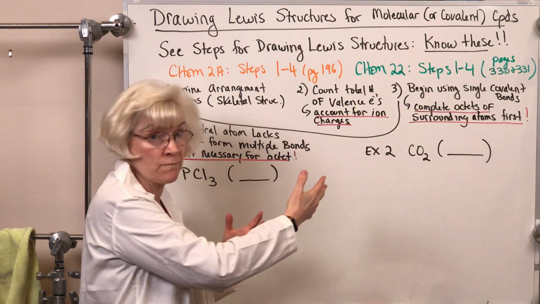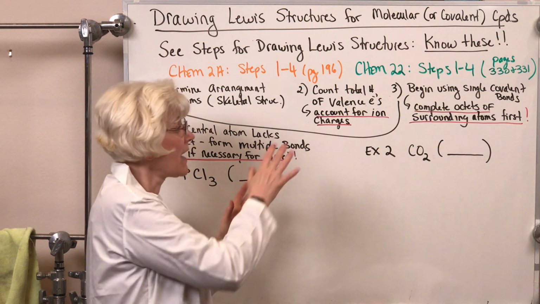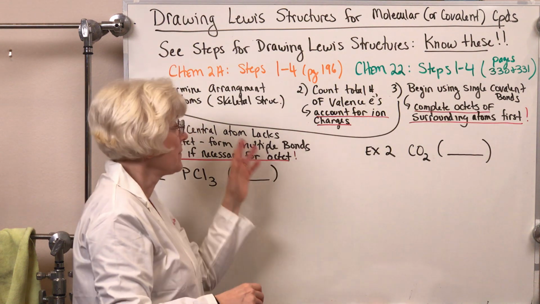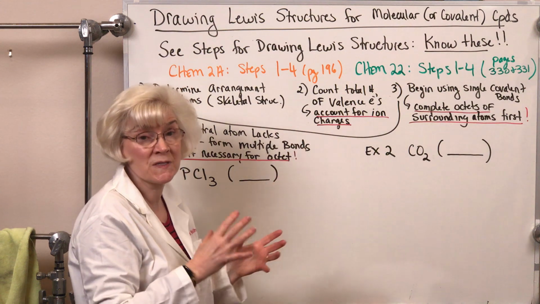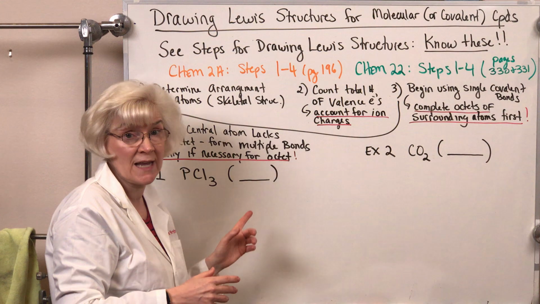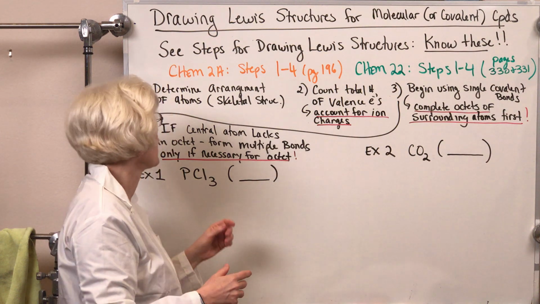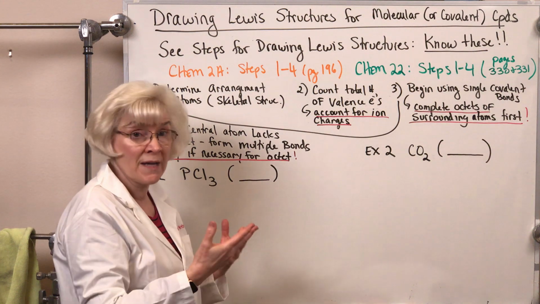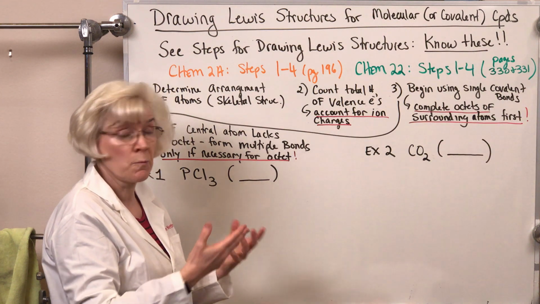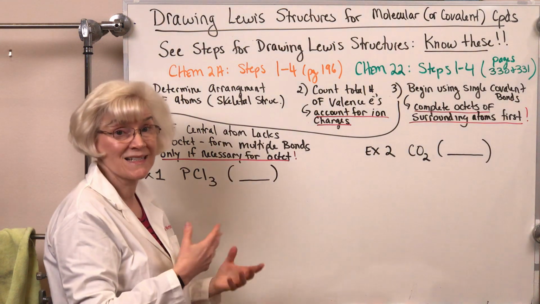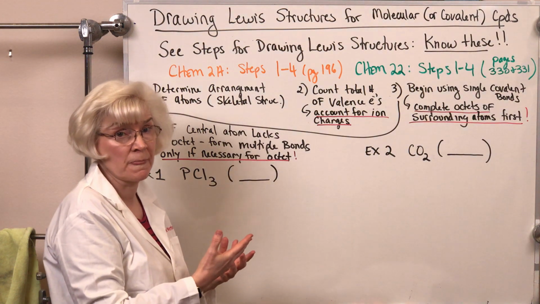They give you more information and detail about each step than I am able to put up here on the board right now, but I've given a quick synopsis of these steps so that we can apply them to the two examples that we have up here on the board. So step 1, you determine the bonding arrangement of atoms. What's bonded to what? We can refer to this as a skeletal structure.